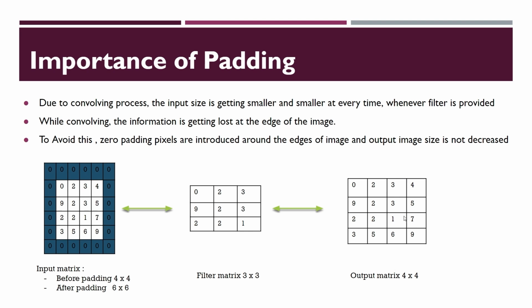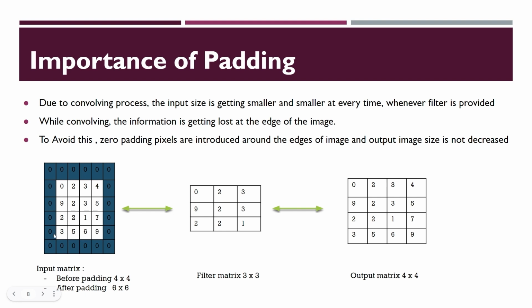So that problem of losing the shape is solved. Now if I talk about the second problem, that is the corner pixels are not really going to give you a lot of information because less time we are doing the convolution over there.